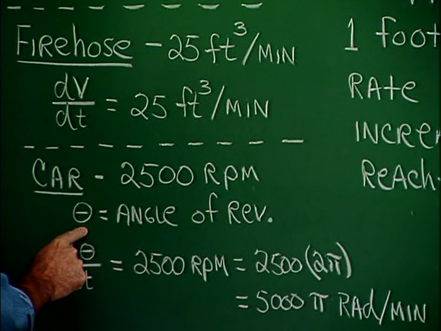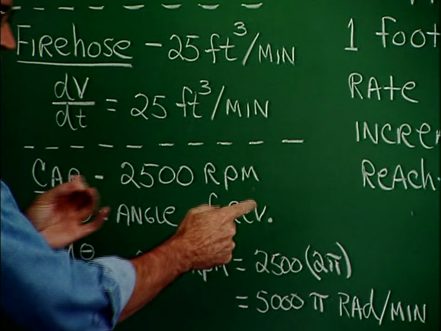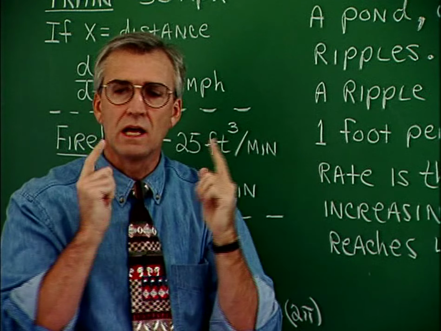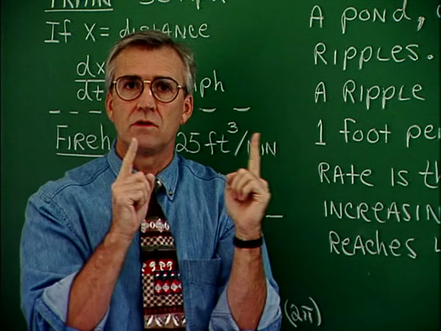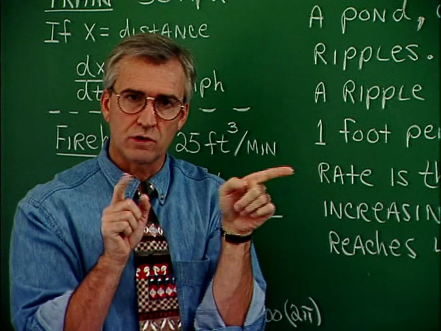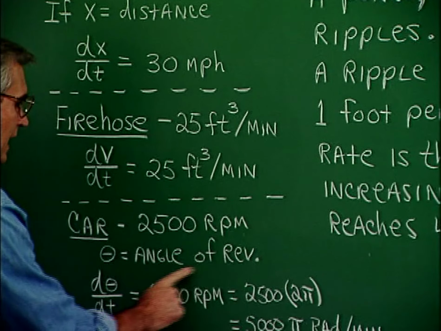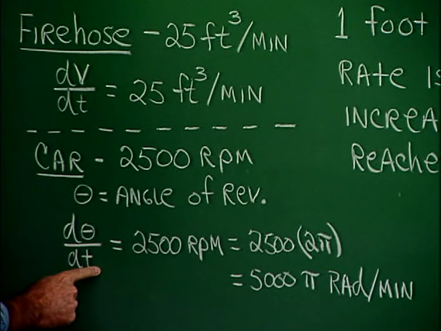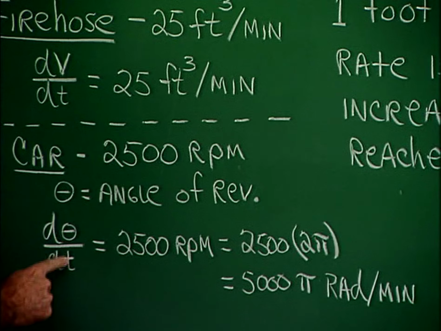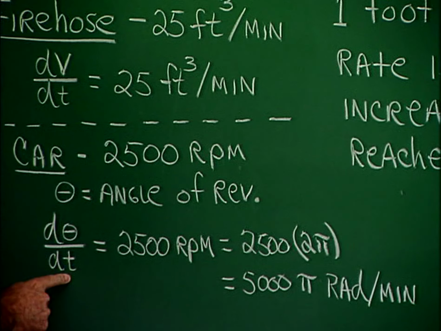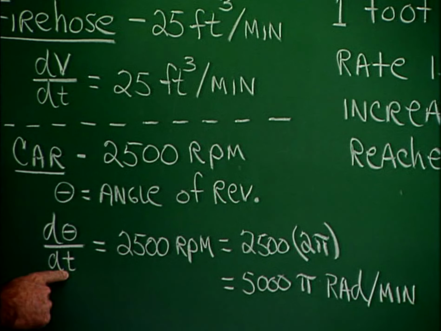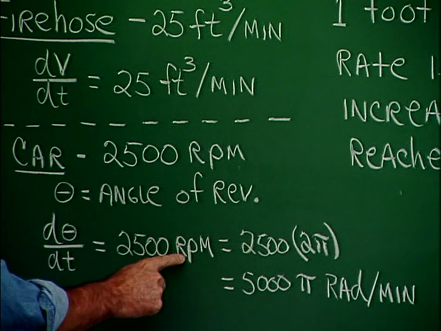Now, if theta is the angle of revolution, if it's just a change in angle, when we're going around and around, it's kind of like my head turning. That's the change in theta, some kind of angle when we're just moving around like this. So theta is an angle of revolution, then d theta over dt means the derivative of theta in terms of time, or it's a frozen moment. It's a rate of change in theta at a point in time. And that's just 2,500 RPMs.